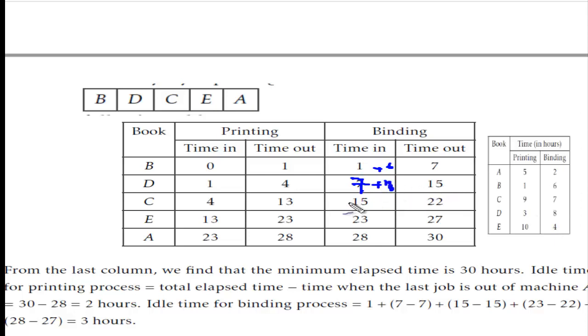And now it will try to do C after D. B is done, D is done, now it has to do C. Now C finished printing at 13, and I'm free at 15, so I don't have to wait again because C's printing is already done.